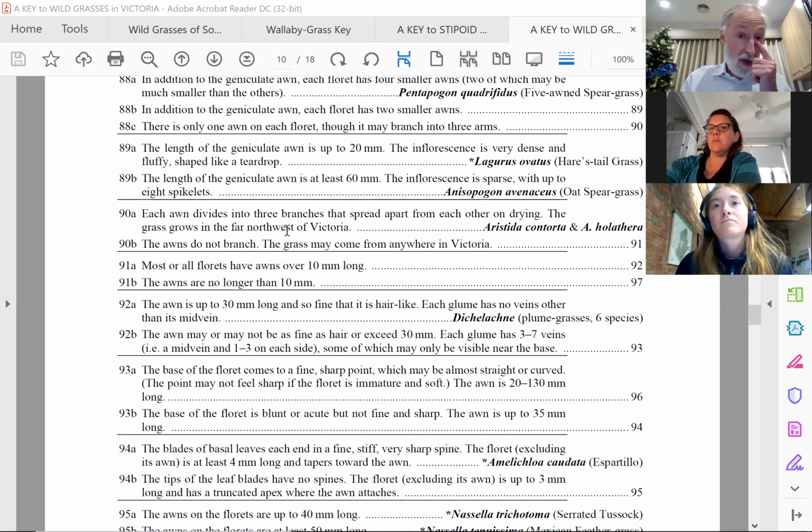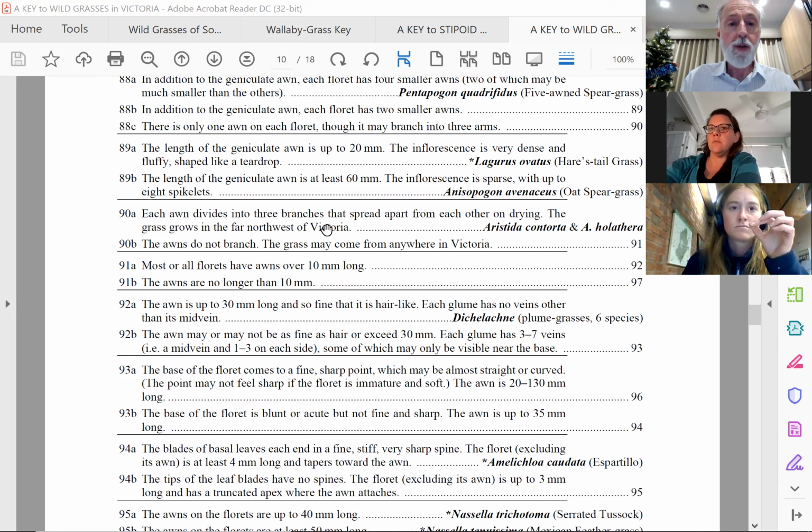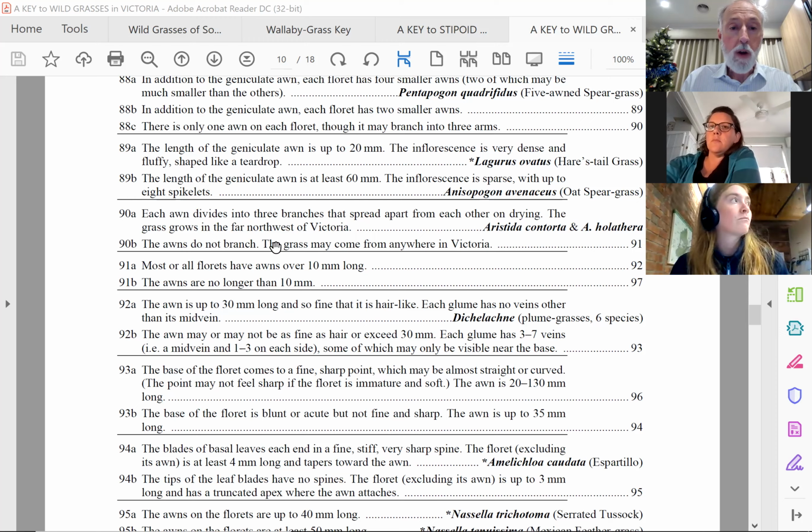And 90A says each awn divides into 3 branches that spread apart from each other on drying, and the grass grows in the far northwest of Victoria. Well, this came from Toolern Vale, so not from the far northwest. And the awn doesn't divide into three, so it isn't Aristida contorta or Aristida holathera. So we'll go via 90B to 91. We're nearly there.